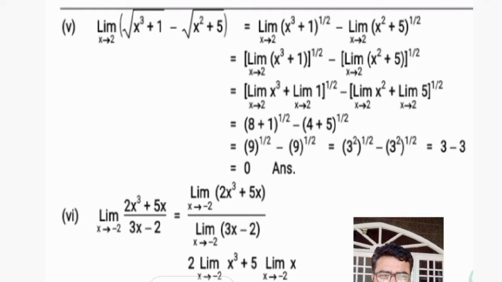Now, as explained that if there is a power, we have to write limit inside the power. So write limit x approaches to 2, x cube plus 1 whole power 1 by 2. Limit is written inside the power. And there is sign of minus. Again the fourth theorem of limit is used here. Limit will be written inside the power. Limit x approaches to 2, x square plus 5 power 1 by 2. And now the first theorem will be used.